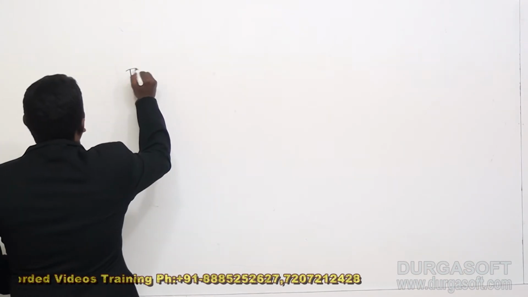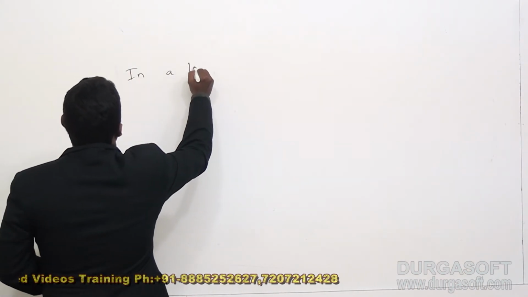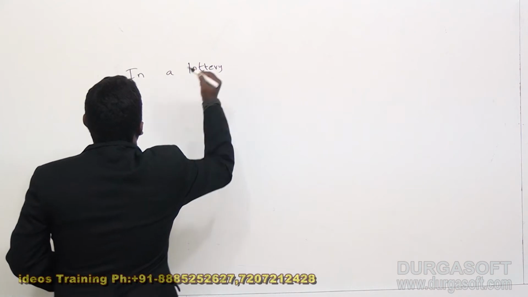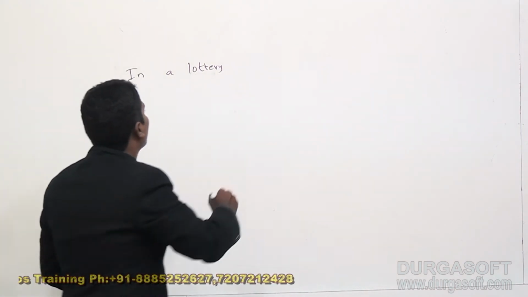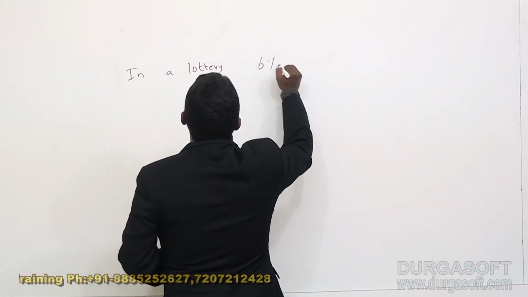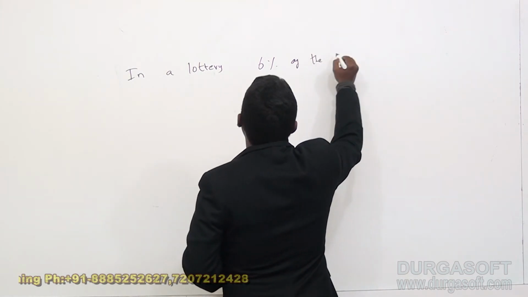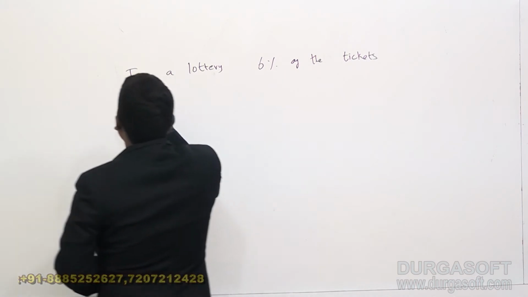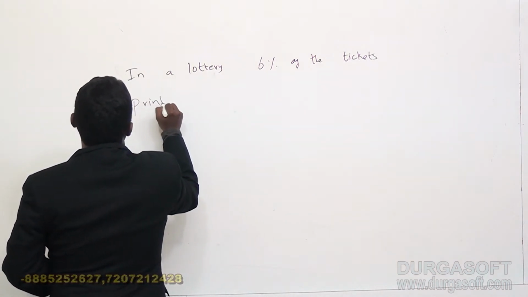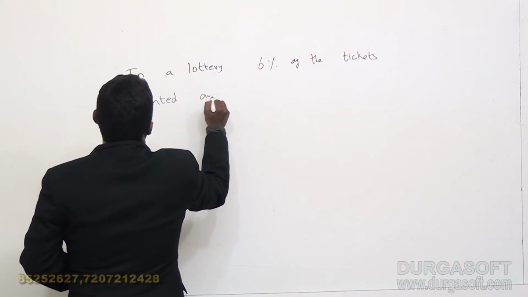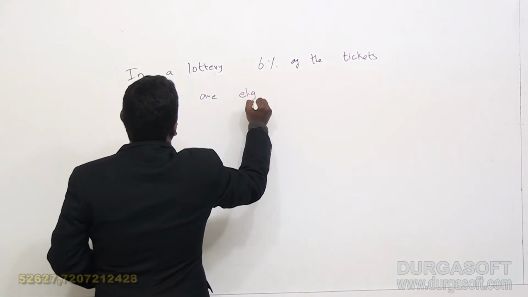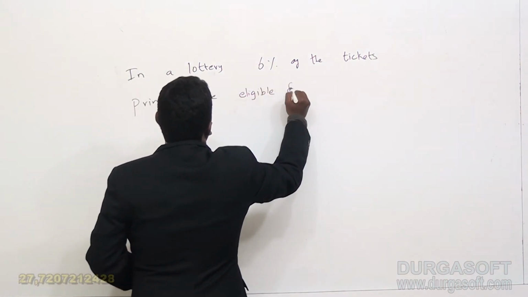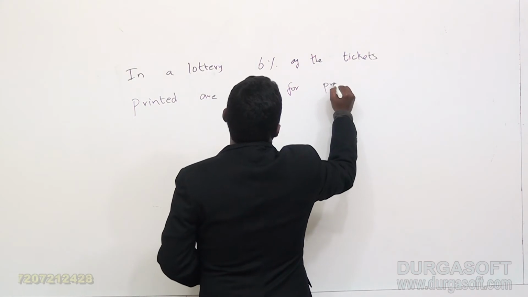So in a lottery, 6% of the tickets printed are eligible for prizes.